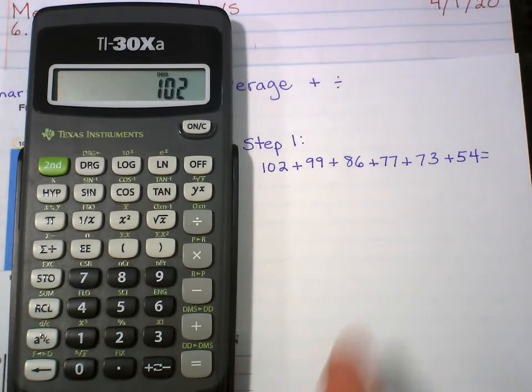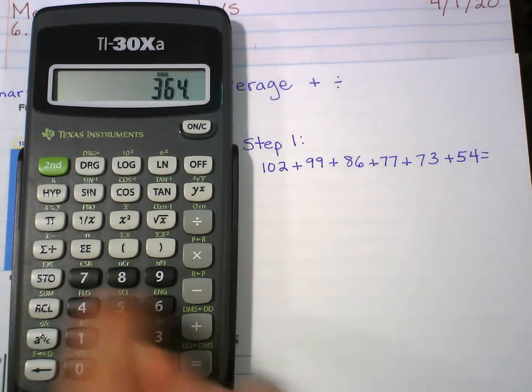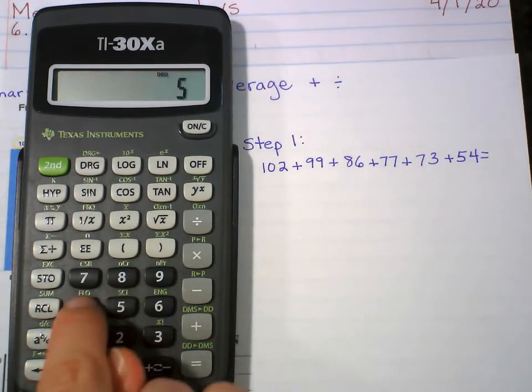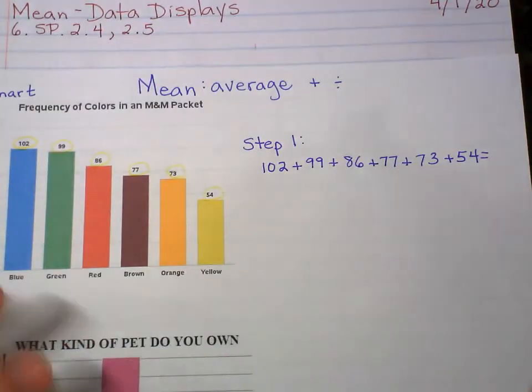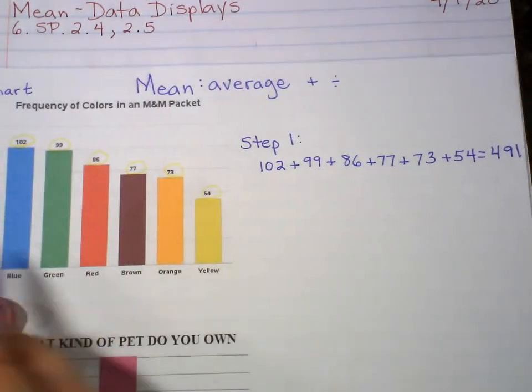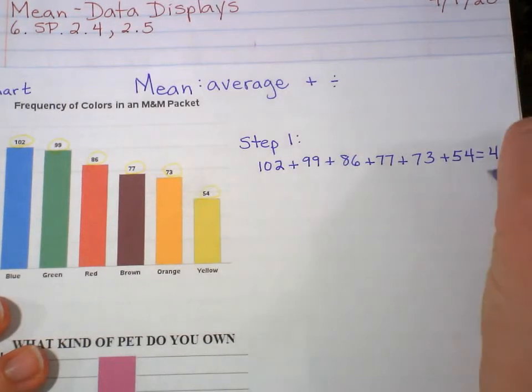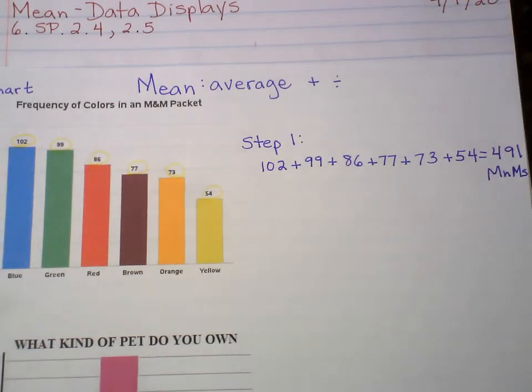102 plus 99 plus 86 plus 77 plus 73 plus 54. 491. So what does that mean? That means total in our pack, when we added all these up, we have 491 M&Ms. Okay? But we're finding the average. On average, how many of each color do we have?